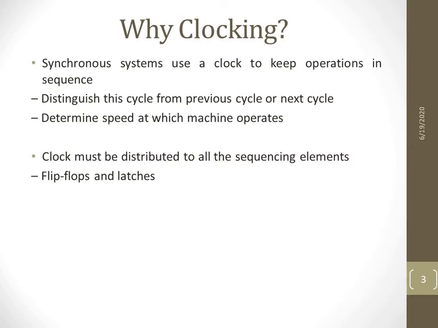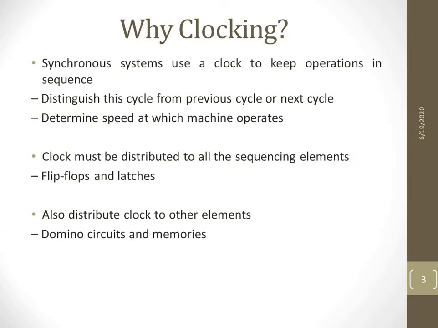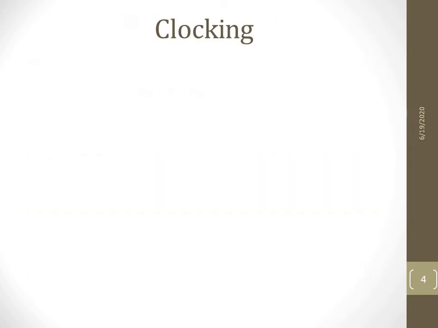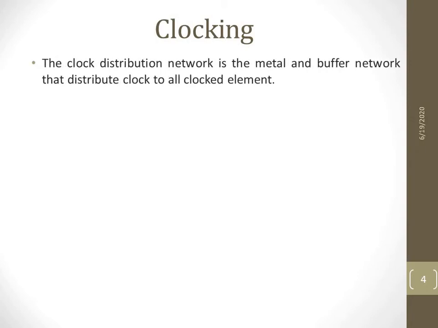We need to distribute them equally. So these are the sequencer elements, which are nothing but the flip-flops and latches. Also distribute clock to other elements. What are the other elements? The other elements are domino circuits and memories. So clocking overhead percentage increases as the frequency is increased. So we need more of the clock. So we are looking in detail about the clocking.